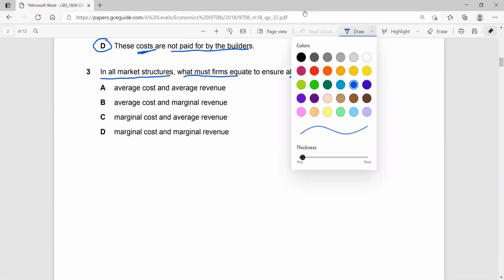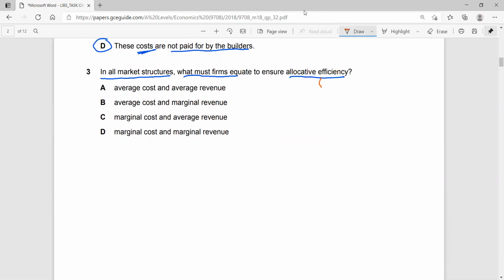So the thing you should know with allocative efficiency, let's just try to highlight this a little further, is that allocative efficiency is achieved, irrespective of the market structure, where firms are pricing according to marginal cost. So price should be equal to marginal cost.